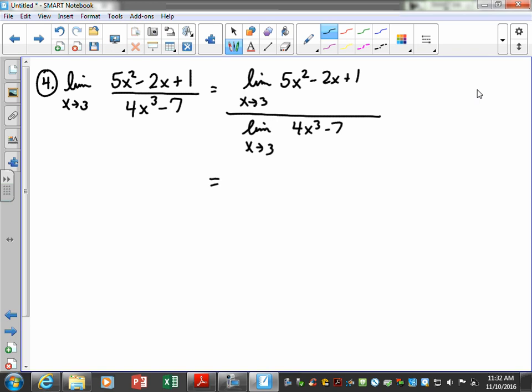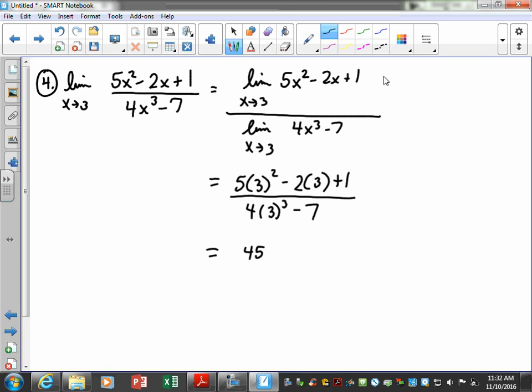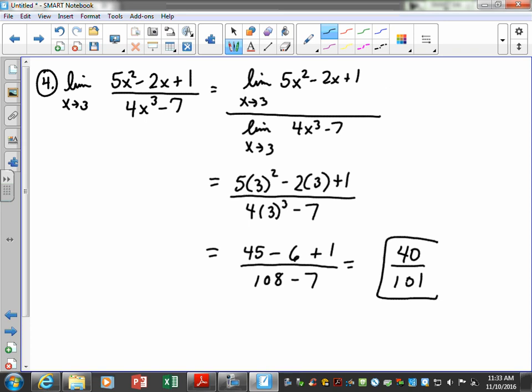Okay, so now we're going to just do a direct substitution from there. So in the numerator, tell me what we would have. We would have 5 times what? 3 squared minus 2 times 3 plus 1. And then in the denominator, 4 times 3 cubed minus 7. So 3 squared is 9 times 5 is 45. Go ahead and just simplify this, do the calculations. And I finished with 40 over 101.